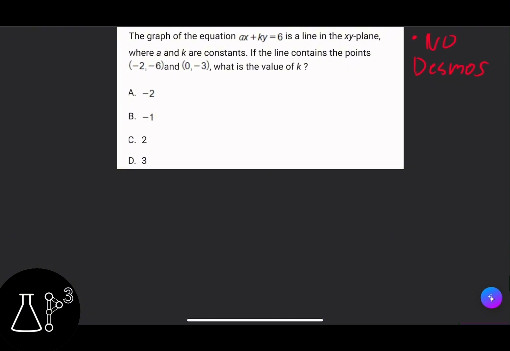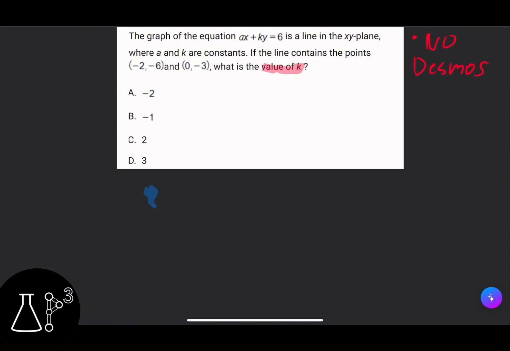The graph of the equation ax plus ky equals 6 is a line in an x and y plane, where a and k are constants. If the line contains the points (-2, -6) and (0, -3), what is the value of k? So they're obviously asking for what? The value of k. We're not given a, and that is important. So you'll see why. So let's start by plugging in (-2, -6) into the first equation to solve for k.